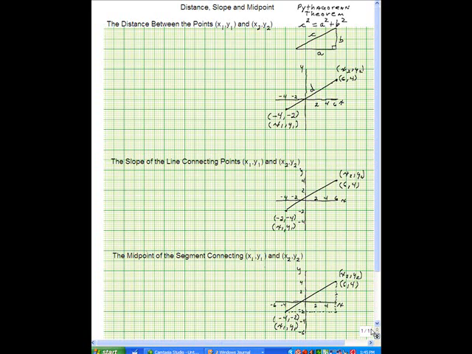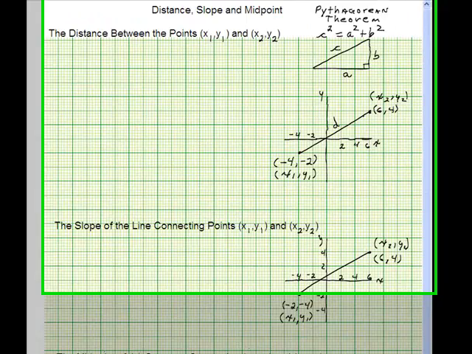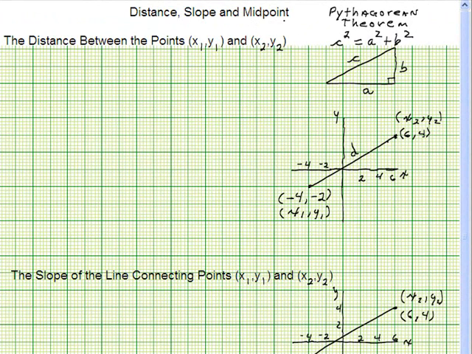In this podcast, we're going to look at the concept of the distance, the slope, and the midpoint as regards 2 points in a plane. That is, what is the distance between the 2 points in the plane, what is the slope of the line connecting the 2 points in the plane, and how would we find the coordinates of the midpoint of the segment connecting the 2 points. We'll start with the distance.